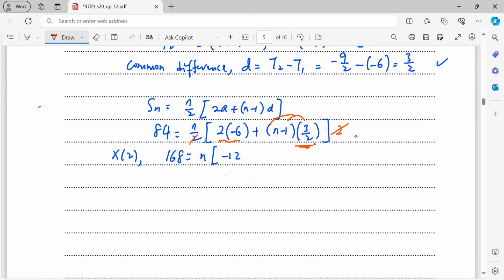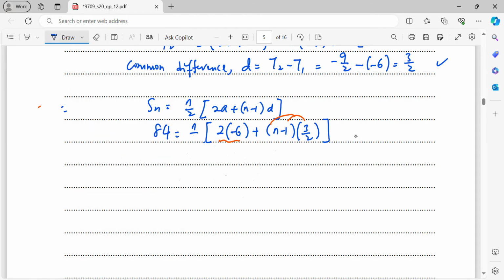Then here I will be getting plus 3 over 2n minus 3 over 2. Then I multiply another 2. So here becomes 336, then 2n. After that, here will be, okay, probably I should just multiply by 4 directly. That will be better.